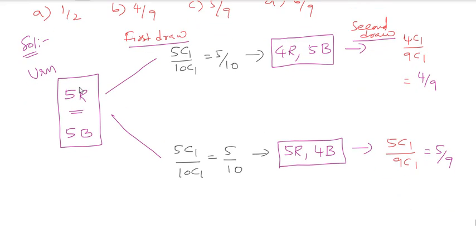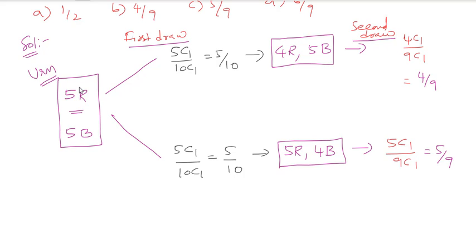Here I have 2 different cases, so try to understand this properly. I'm repeating: an urn contains 5 red balls and 5 black balls, total 10 balls. In the first draw, they took a ball and discarded it without noticing its color. Let me assume the taken ball is a red ball. Then I'll have the probability as 5 by 10. If it is a black ball, you will again have 5 by 10. Am I right or not?